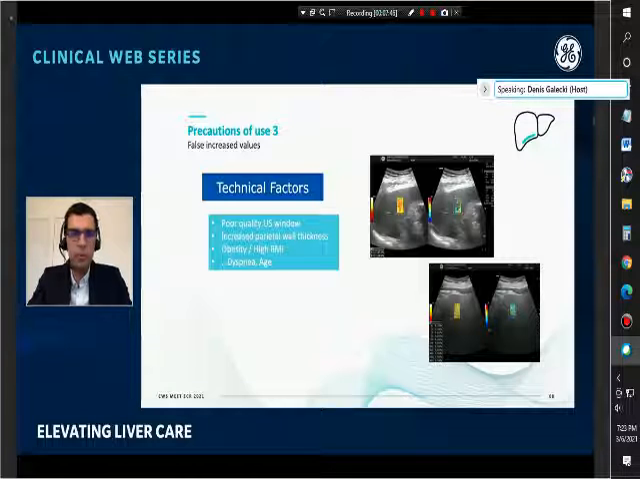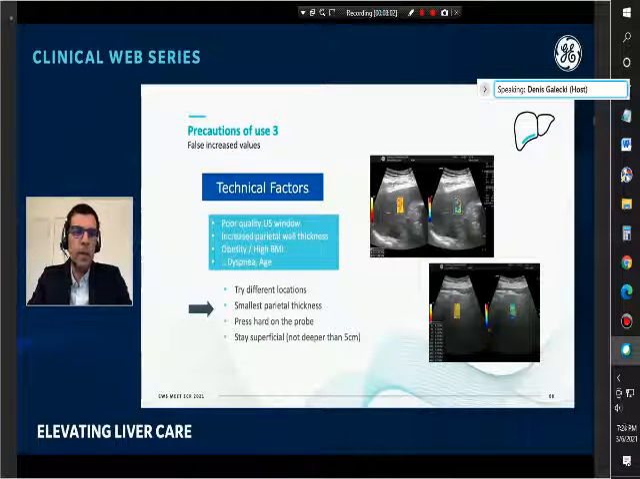A third precaution of use is that some technical factors can impair the quality of the ultrasound image and lead to falsely increased values. Most of the time, these factors are related to obesity, which will be responsible for a poor acoustic window and an increased parietal wall thickness. But sometimes it can just be dyspnea or an advanced age of the patient. In these cases, it is important to take time to look for the best acoustic window, to find the smallest parietal thickness in the intercostal chest wall, and to press hard on the probe.